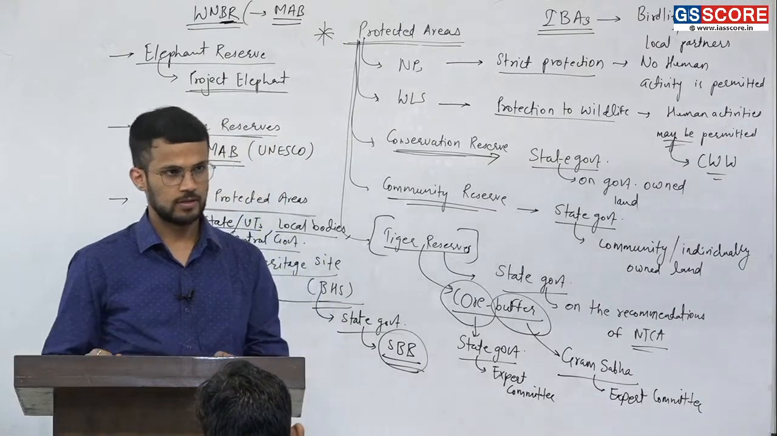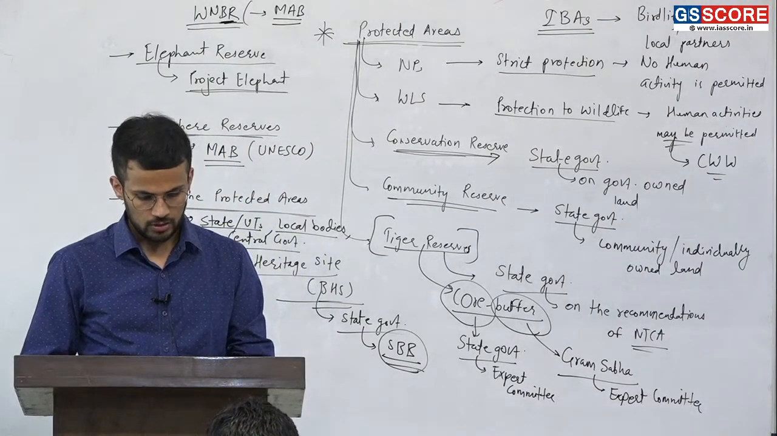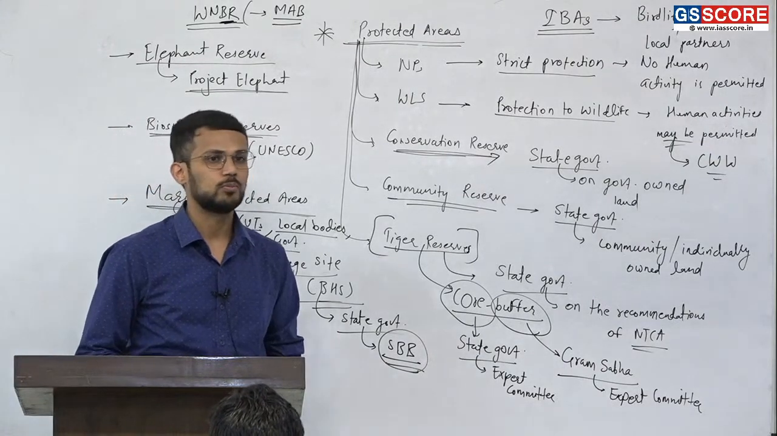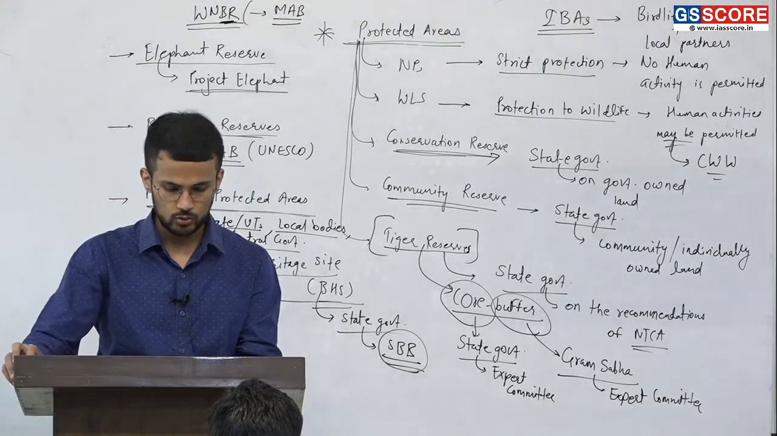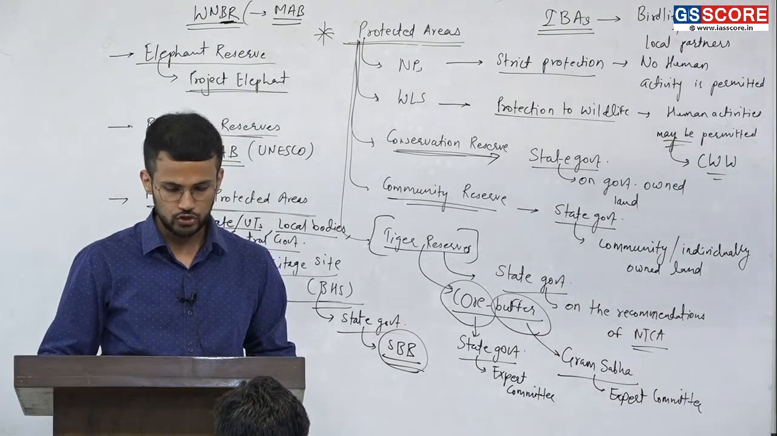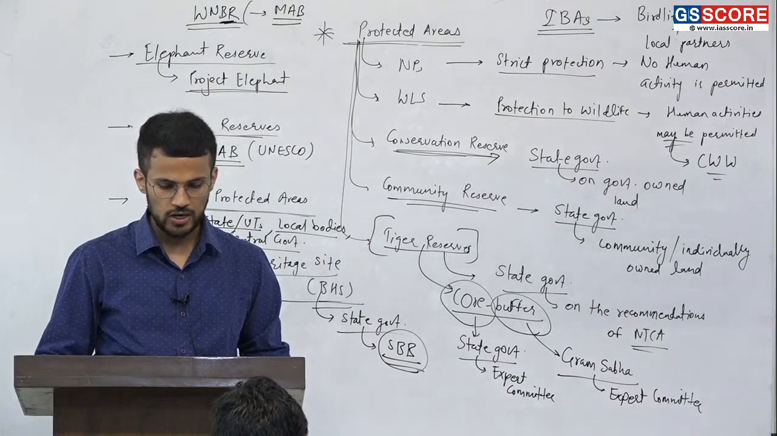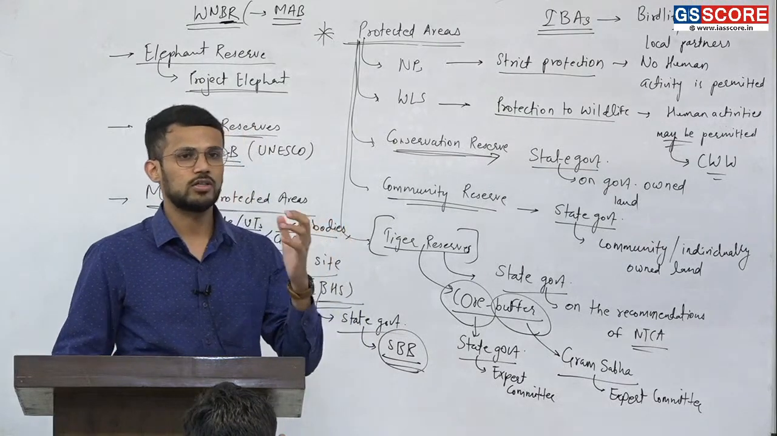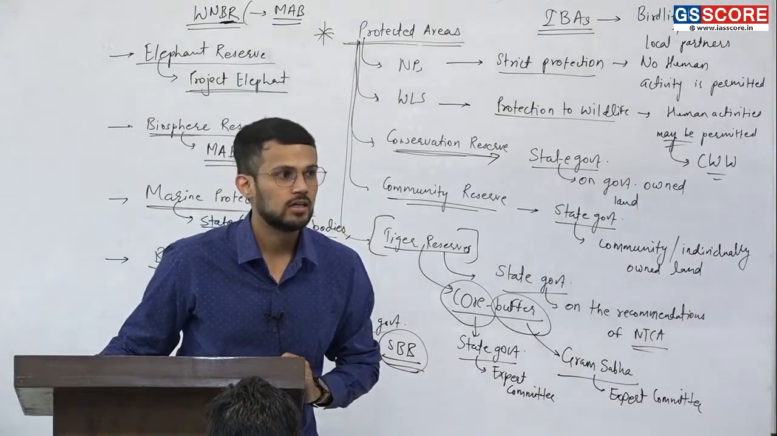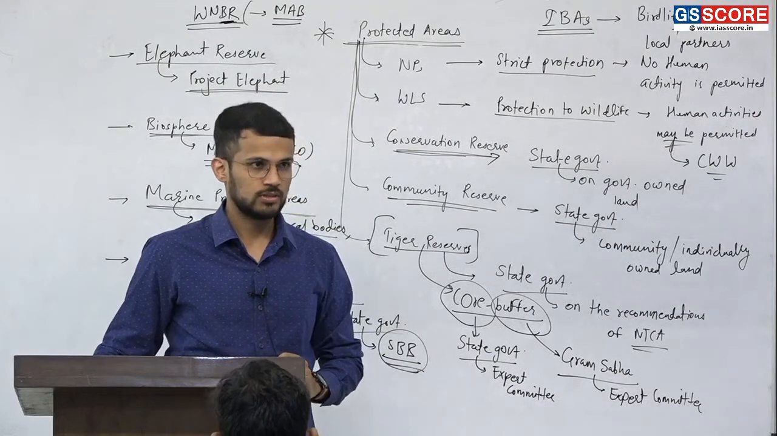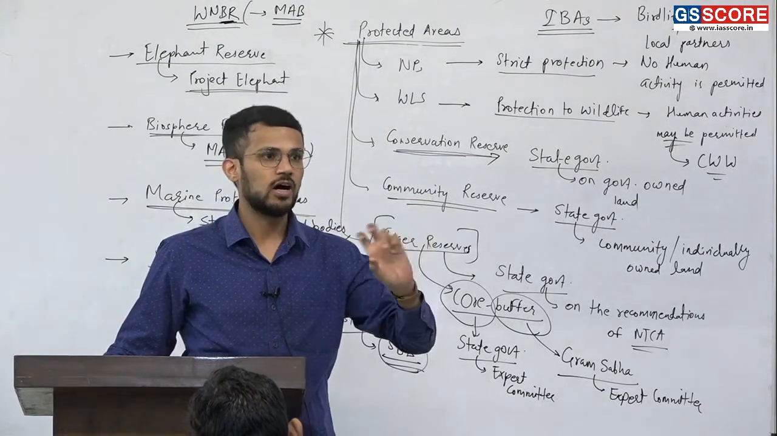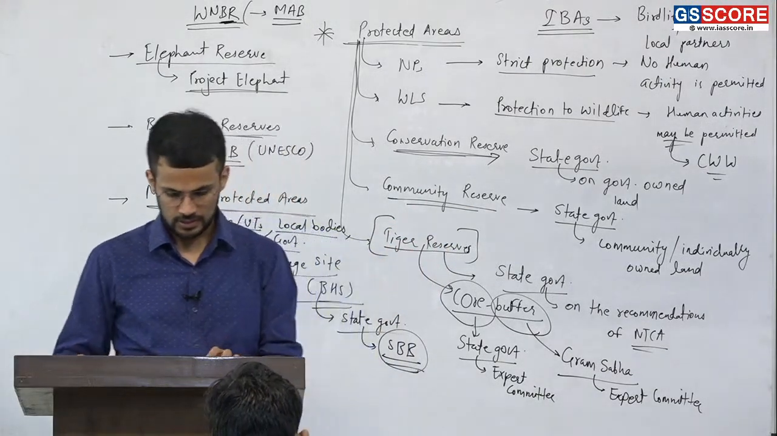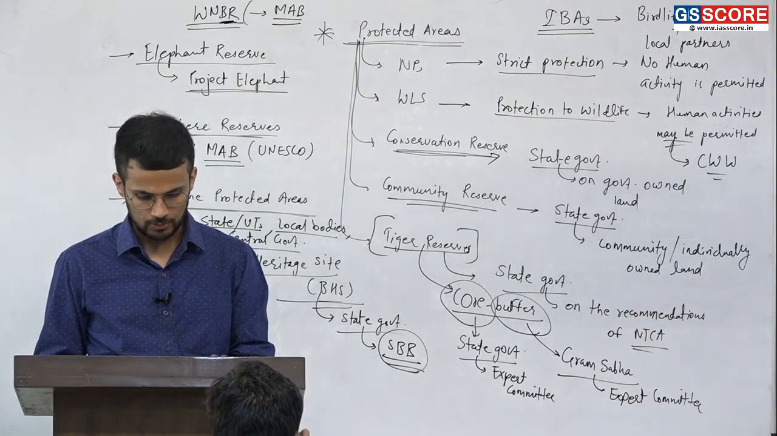Next, now Pench Tiger Reserve. Where? Fine. It is there in MP. So Pench Tiger Reserve is there in the southern slopes of Satpuda Ranges, and it is straddled across MP and Maharashtra. In Maharashtra, there is a tiger reserve called Tadoba. So Tadoba and Pench are the tiger reserves which are adjacent to each other.